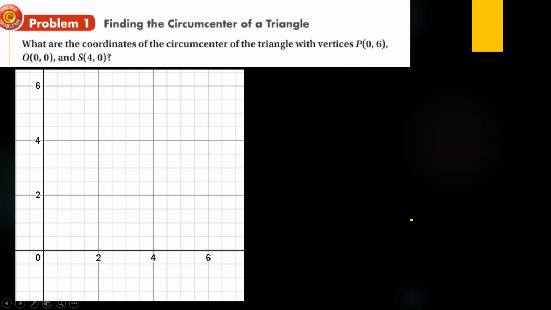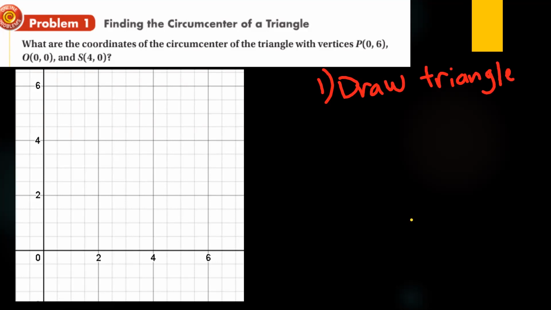So let's first draw the triangle. The first vertex is 0, 6. So it is here. The second one is 0, 0. It is here. And the third one is 4, 0. So it is here. An obtuse angle, miss? Yes. So 4, 0 is here, and 0, 6 is here. Then I need to draw the triangle by connecting the 3 points.